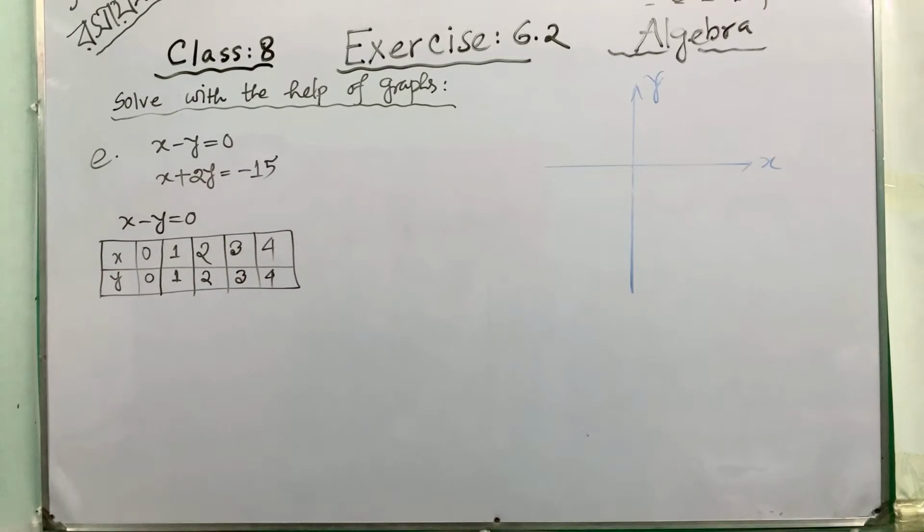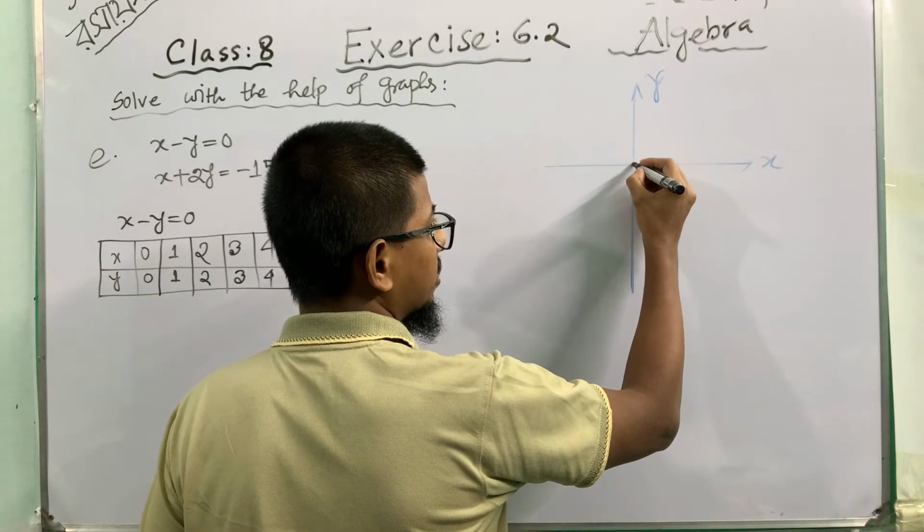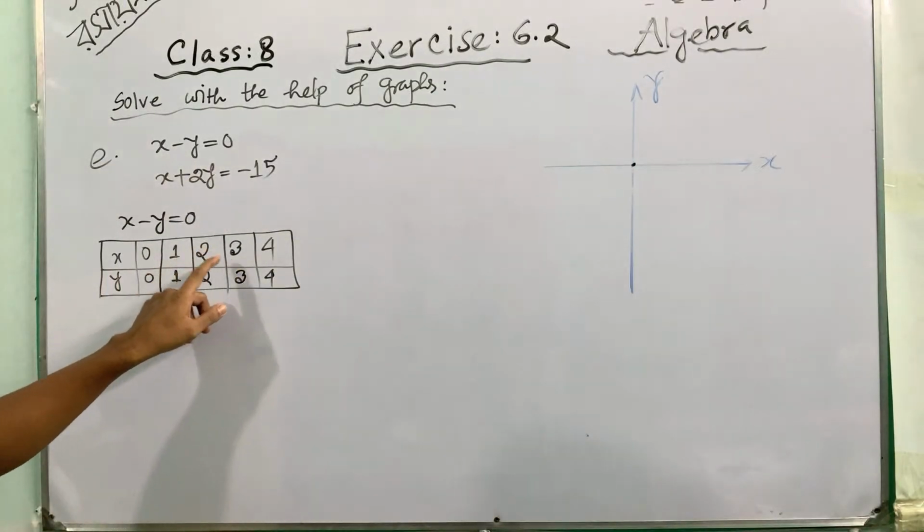So I choose the positive values because positive values are convenient for me. Okay, you can choose negative values, nobody is to question. You can choose fractional values, nobody is going to bother. So I have 0, 0 that is here, and I have x equal to 1, y equal to 1.